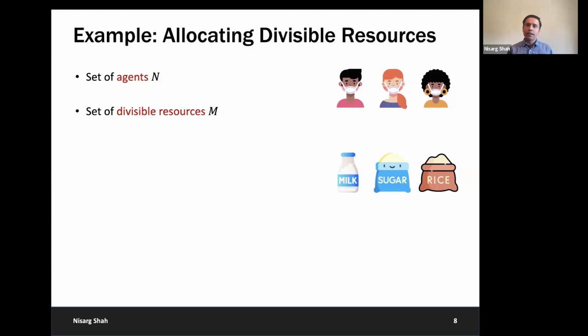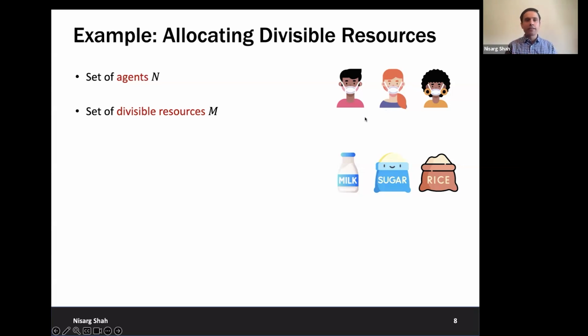So what we have in this setting is a set of agents. You can think of these agents as people, or as AI agents. It doesn't really matter. One benefit of social choice theory is that the definitions it proposes are broadly applicable, and they don't really distinguish between human agents and non-human agents.